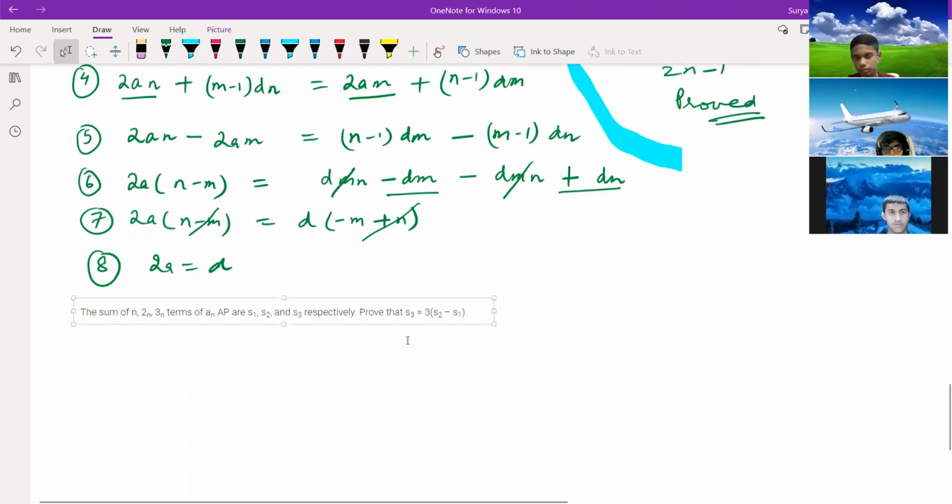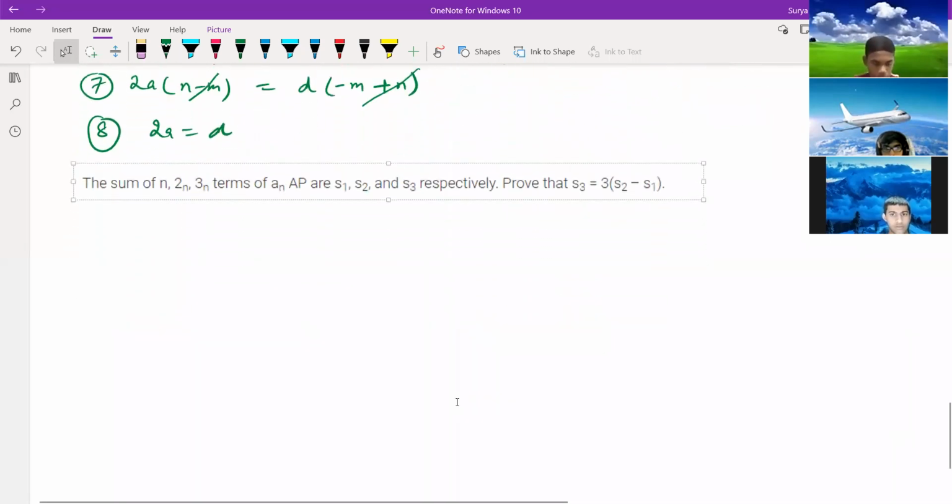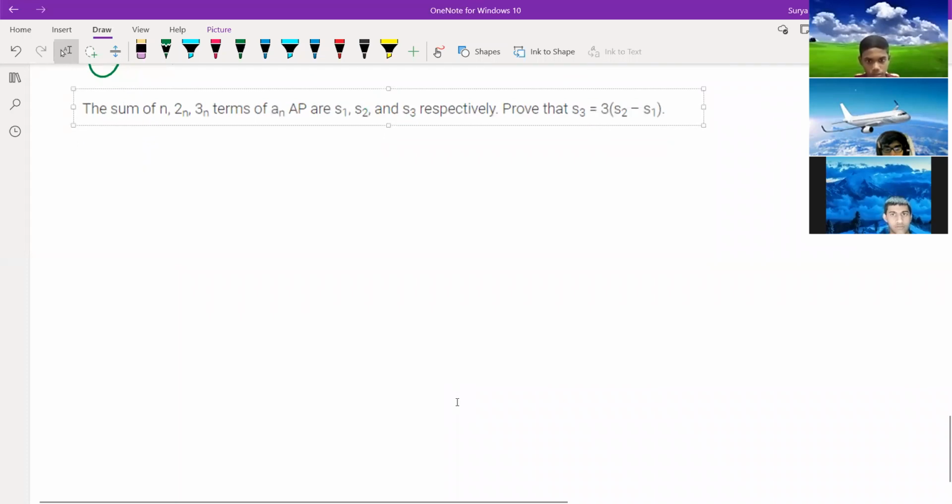The sum of n, 2n and 3n terms of an AP are S1, S2 and S3 respectively. Prove that S3 is equals to 3 into S2 minus S1.